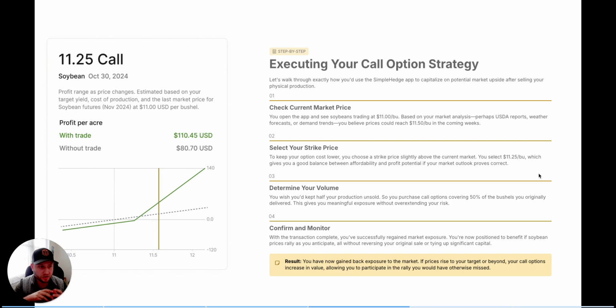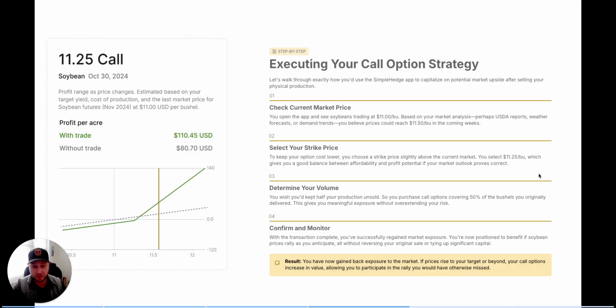Based off of your market analysis, your instinct is that the price can rally and you think it could get up to $11.50 in the coming weeks. You want to be able to participate, but you already sold your physical. So essentially you're out of the game, but you're looking at call options as another way to get that exposure and participate in the upside.